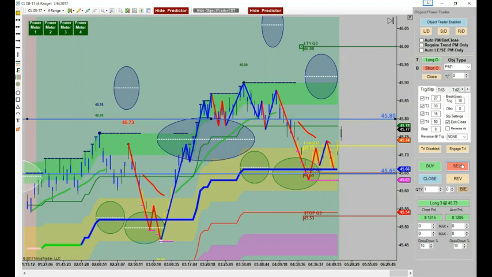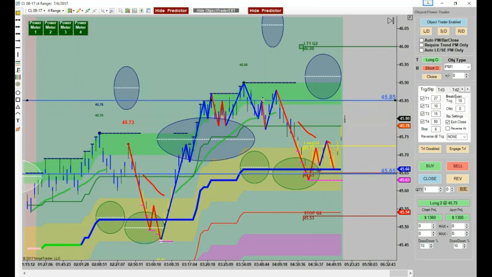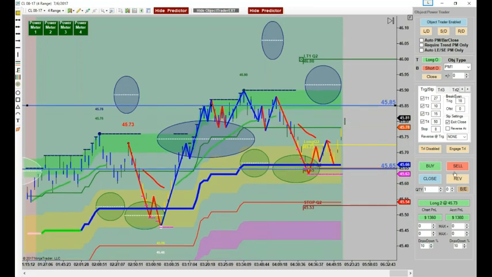If it touches this one, I'd take another one off. And keep in mind, if you had your targets, you could move them. But since I don't, I have to just take them off manually. Take one more off, raise this up to the next level. Take one more off. Everybody see that?